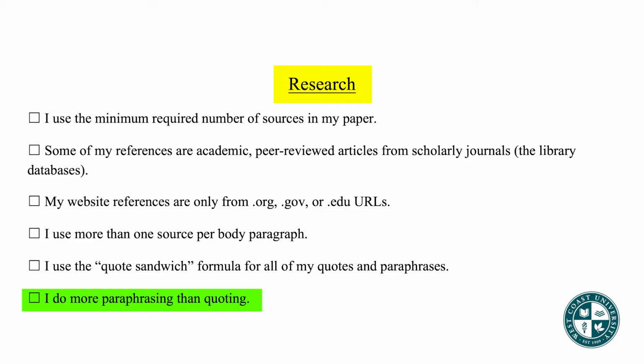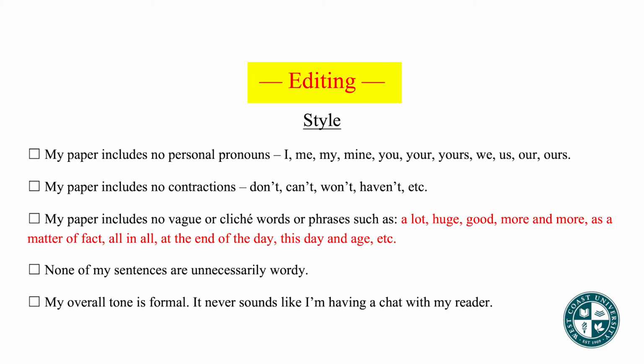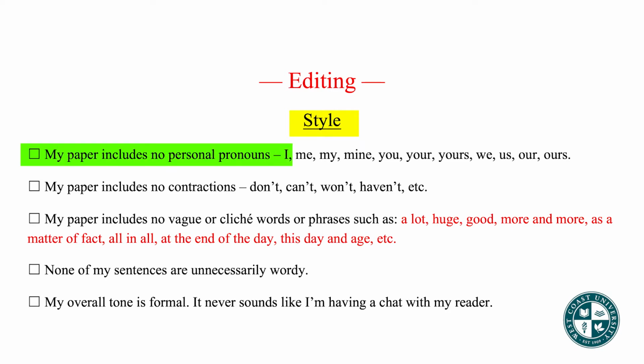Of course, there would be exceptions to that depending on what type of paper you are writing, but for an informative or an argumentative paper, you would definitely have more paraphrasing than quoting. Now let's take a look at the editing portion of the checklist, which you can start tackling once you've already addressed the revision process. So let's look first at style issues. My paper includes no personal pronouns, so these include I, me, my, mine, you, your, yours, we, us, our, or ours.